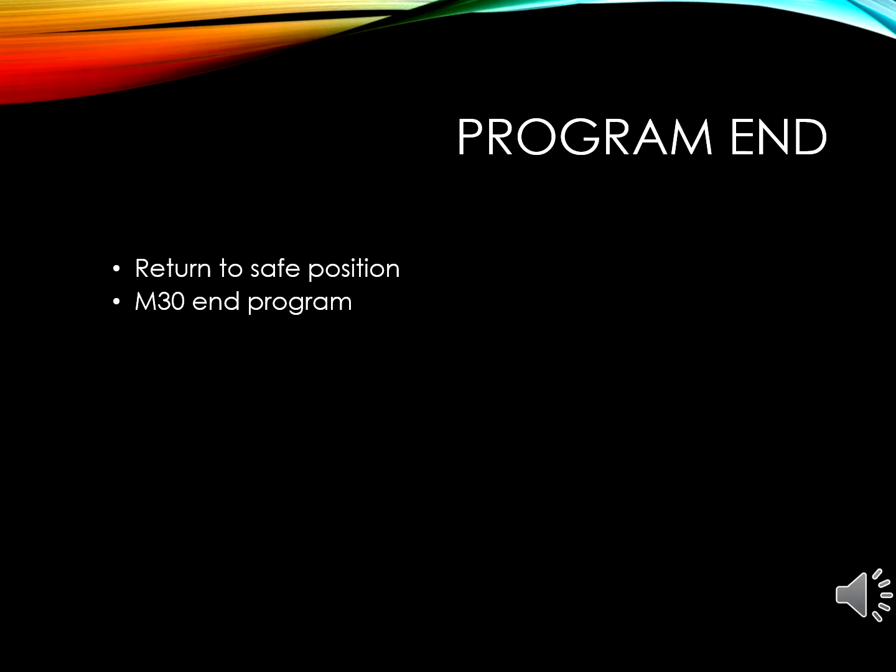Ending the program. The last part of the G-code includes a move back to the home position or a known safe point. After that, we include the M30 command, which stops the program and rewinds it. This is standard for most CNC programs and ensures that the machine is ready for the next operation.